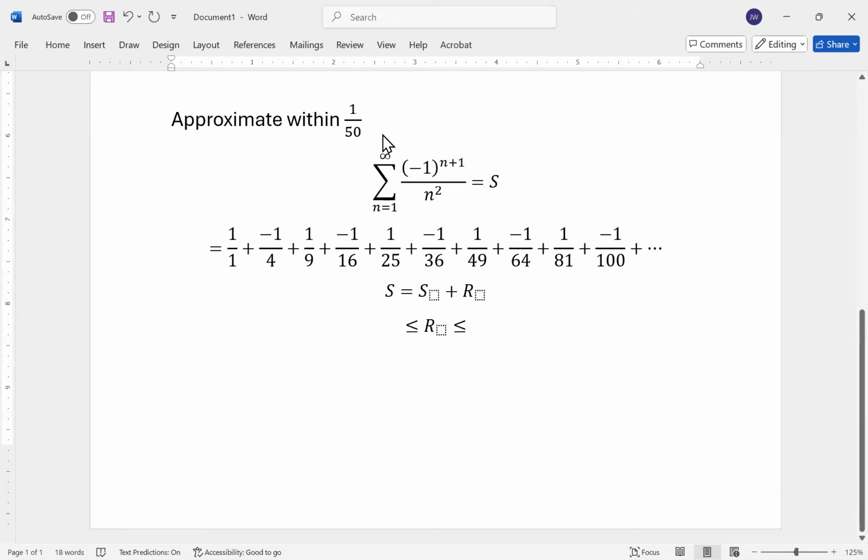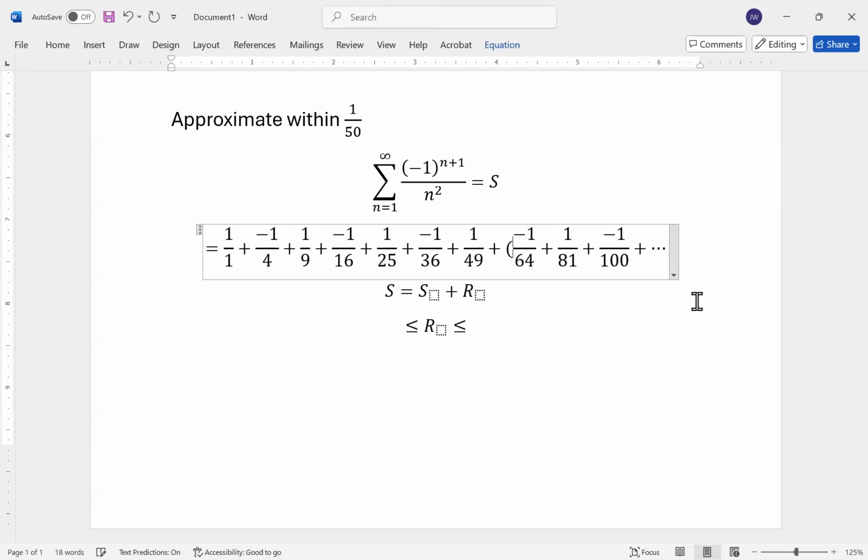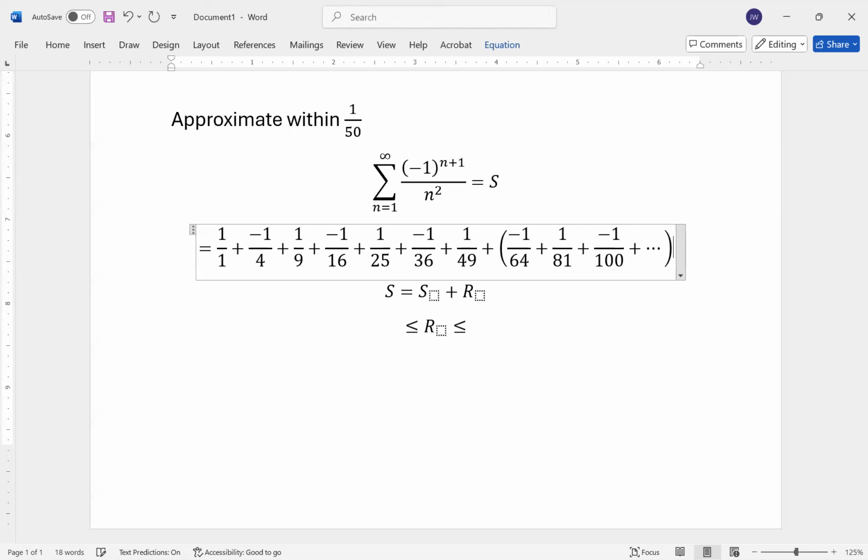So let's just jump to that. We want to approximate within 1/50th of the actual sum. We know it adds up to something because we know it converges. And so I look at my terms. The first time that a fraction is under 1/50, we can't do 1 over 49 because that's a little bit bigger than 1/50. That's not within 1/50. So we go to the next term, which is negative 1 over 64, and we say, let's force that to be my remainder.